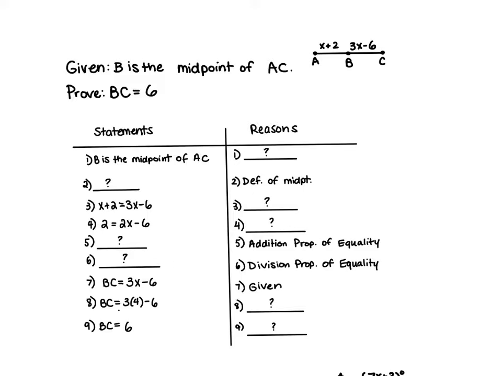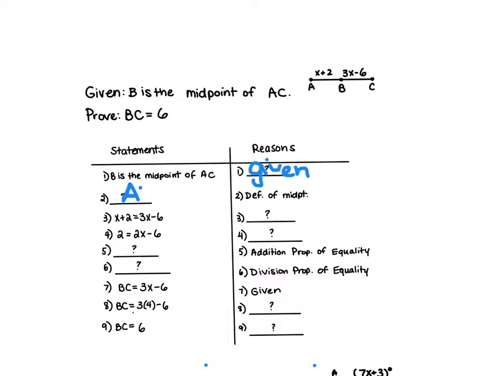So 1 says B is the midpoint of AC. And the reason there would be? Given. People, if you don't get the given right, I don't know where to help you. Then 2 says definition of a midpoint. So what is the definition of a midpoint? AB equals BC. Good. If I'm given the midpoint, I know that that cuts that segment into 2 congruent parts.